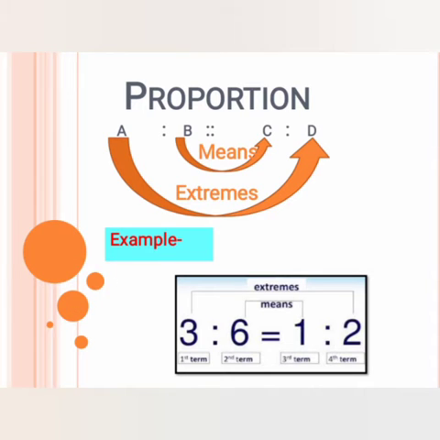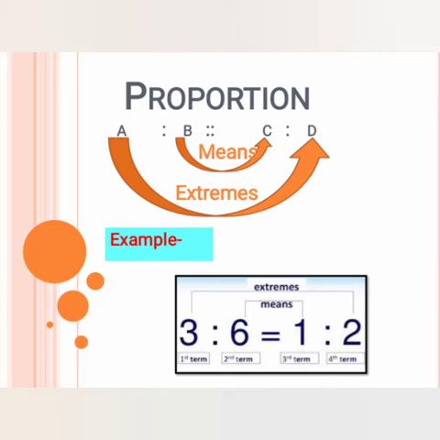The first and the fourth terms are called extreme terms or extremes. The second and third terms are called the middle terms or means. Let's see an example. 3:6 is equivalent to 1:2. Here 3 is the first term, 6 is the second term, 1 is the third term and 2 is the fourth term. And 3 and 2 are the extremes and 6 and 1 are the means.